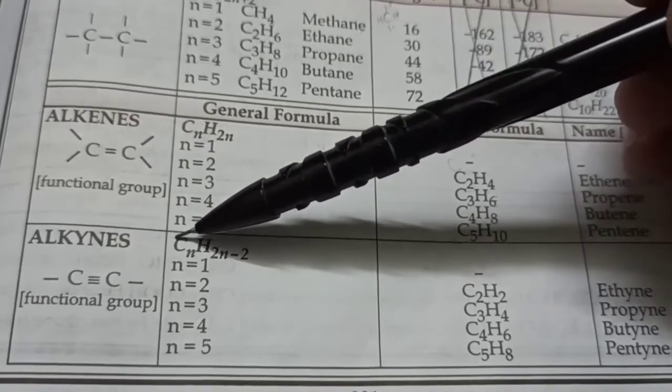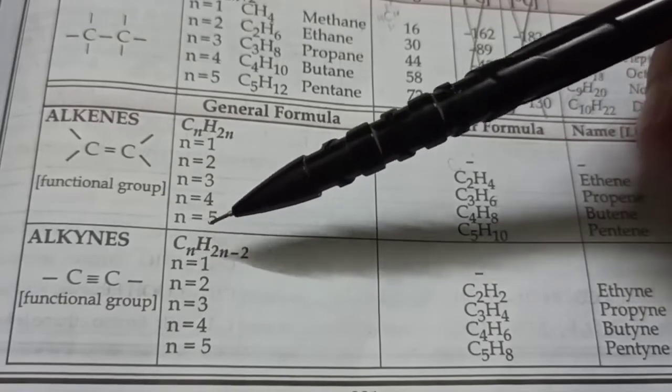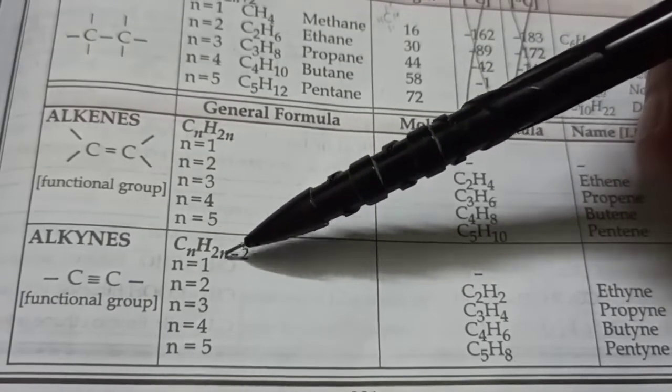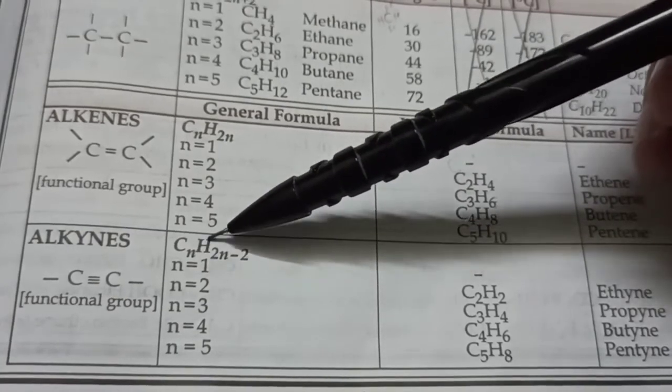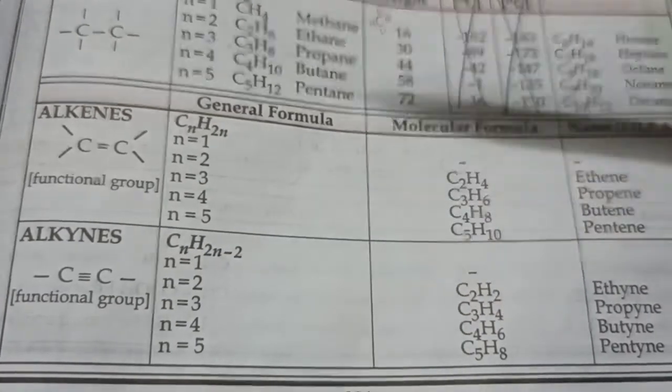7th one. So it will be C7. Are you ready? Can I tell the answer? And H2n, that is 2 into 7, 14, minus 2, 12. So the formula is C7H12. That would be called heptyne.